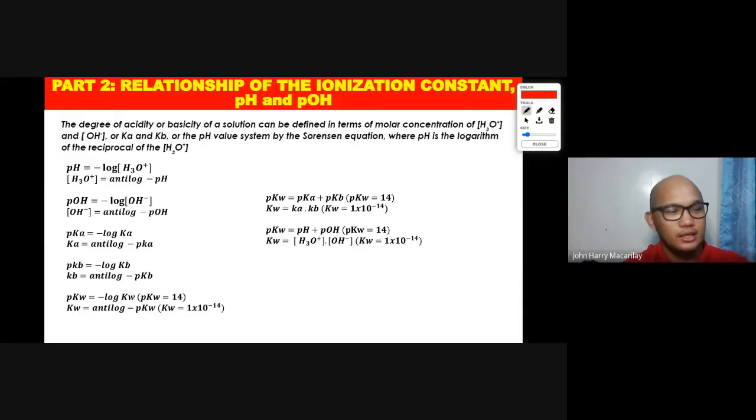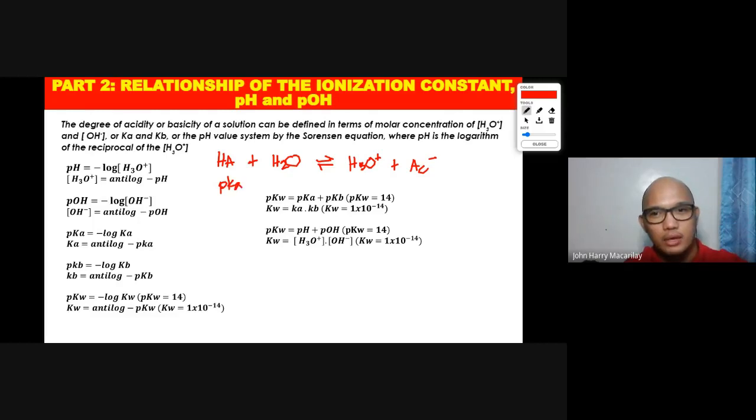So for example, for pKw, it is equivalent to 14, and its Kw is also equivalent to 1 times 10 raised to negative 14. So for example, let's have the acetic acid again. Acetic acid in water will produce now a hydronium ion plus an acetate ion, right? So if you know now the pKa of your acetic acid, you can actually determine also its pKb, or the equivalent pKb of your conjugate base.